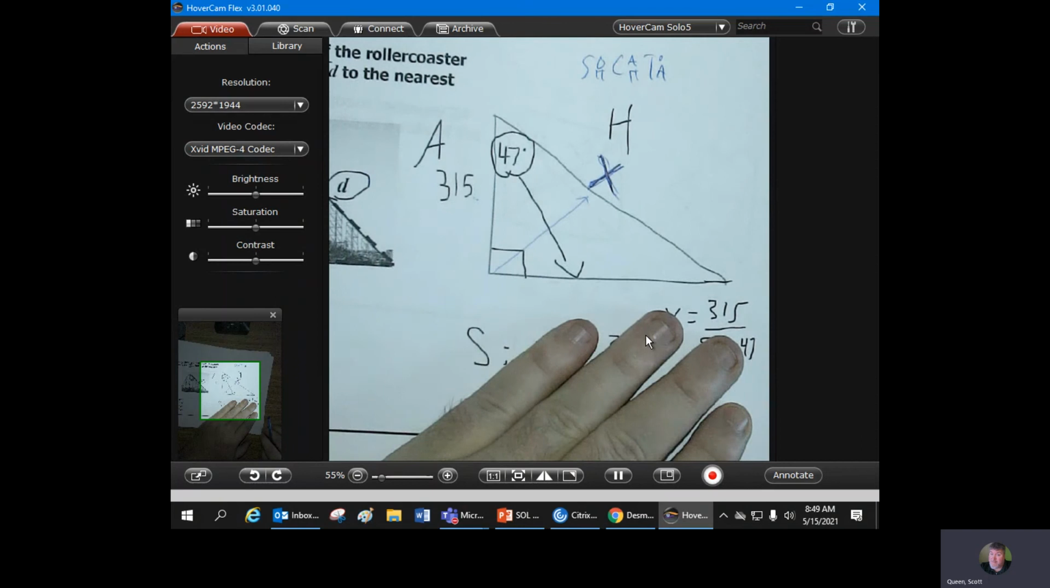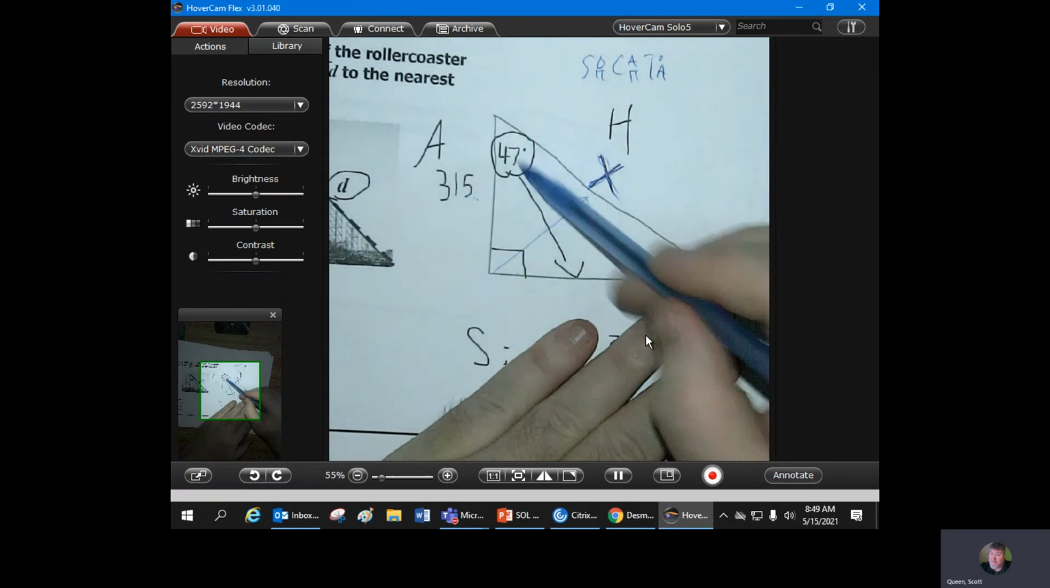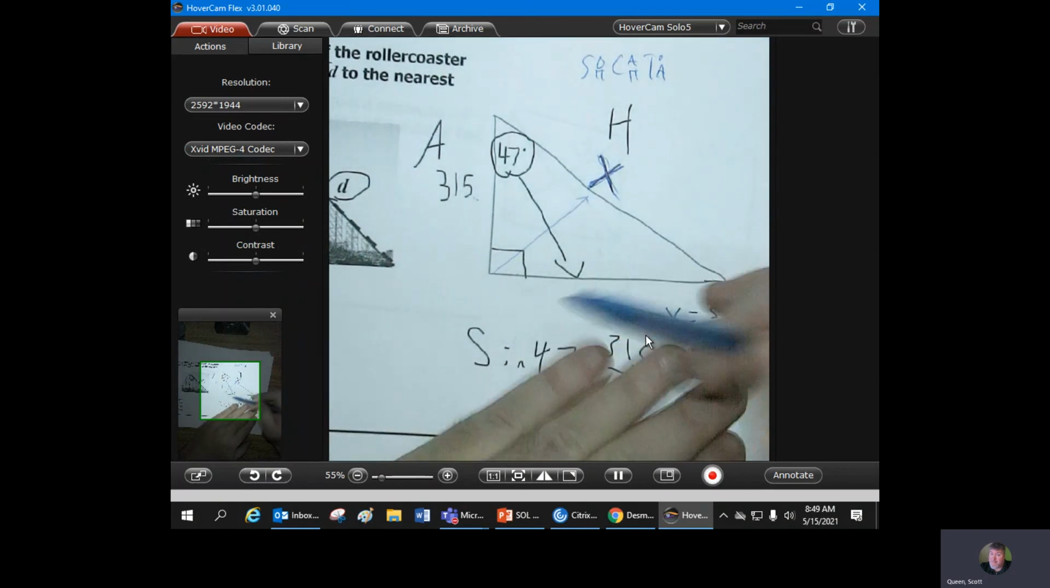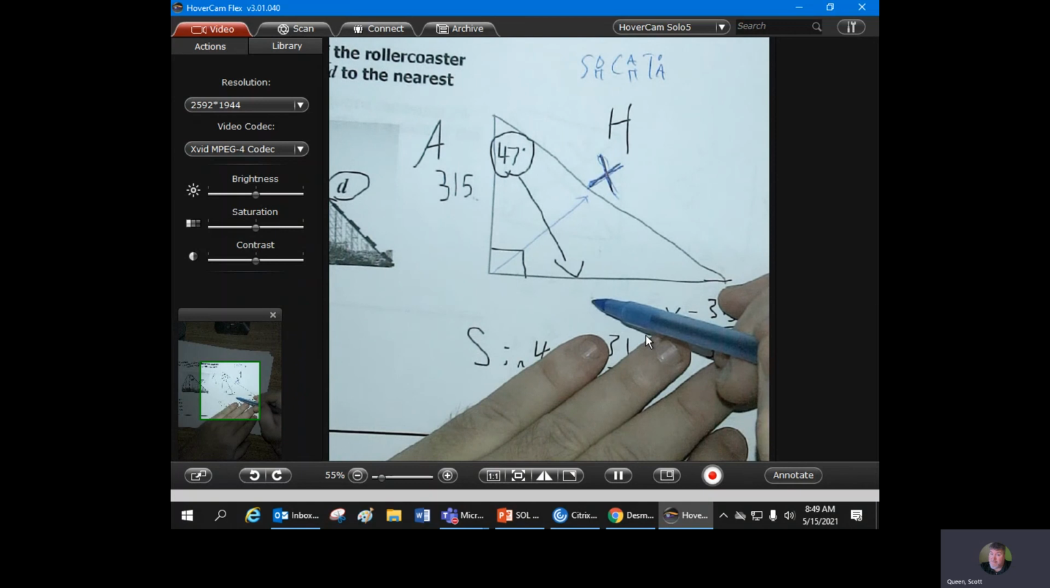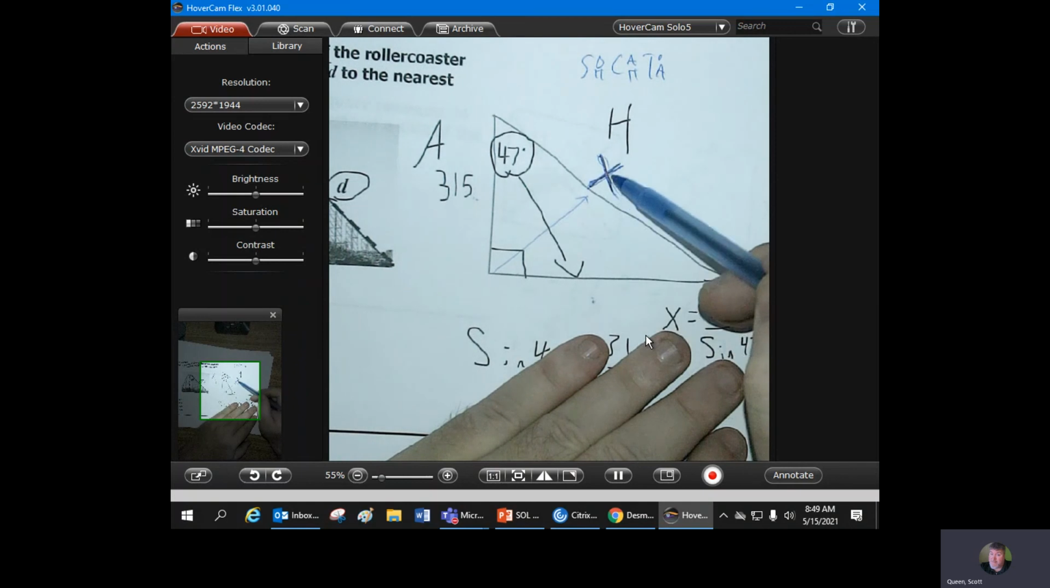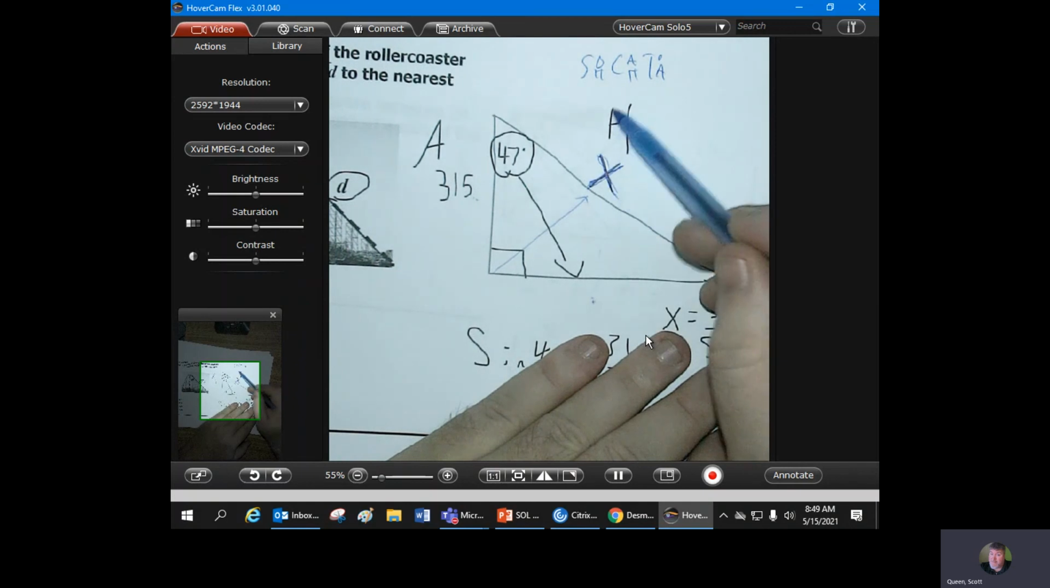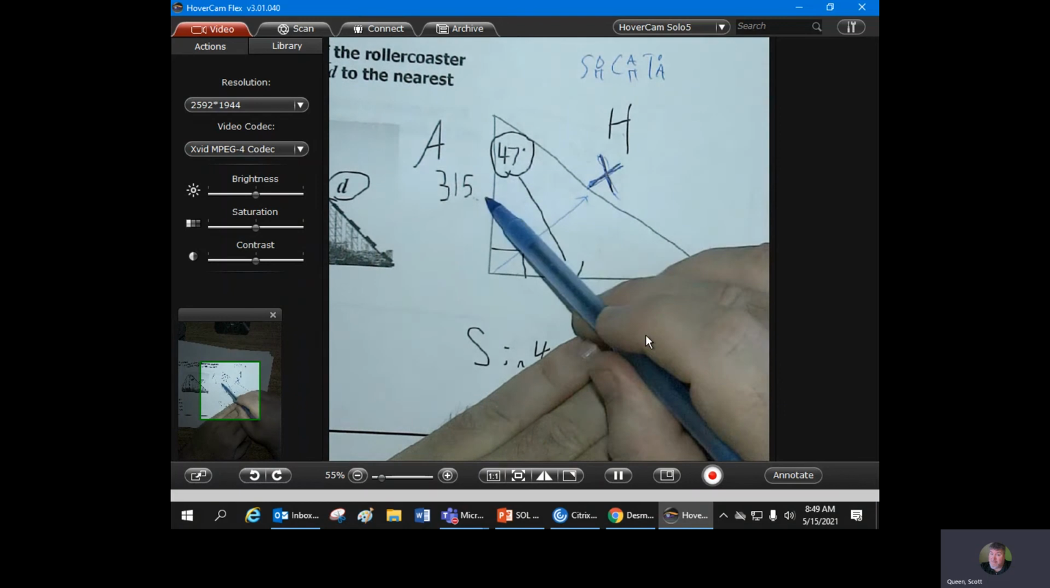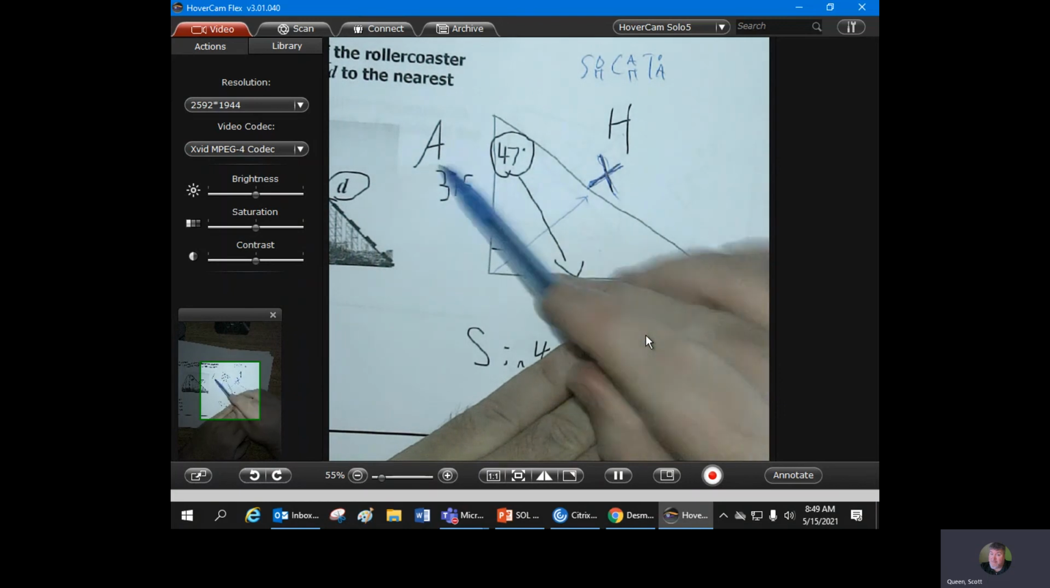Okay. Now, I always start at my given angle. Is there anything across from it for opposite? No, there's no measurement or X here. So the next thing I'm looking at is my hypotenuse. There is an X there, so I put an H, and there is something next to it, so I put an A. So I got A and H.